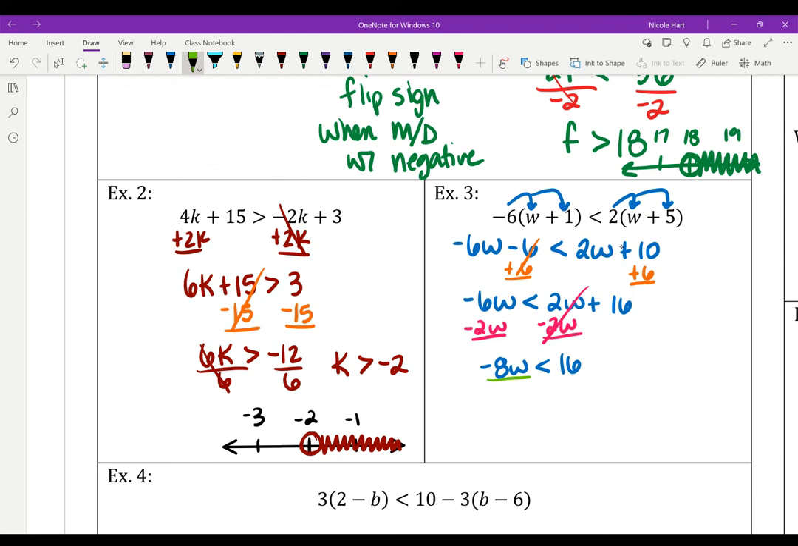Since I have that negative symbol, I'm definitely going to have to divide by a negative number. So I'm going to divide by negative 8. When we divide, we are going to switch the symbol. So we have switched our symbol, and 16 divided by negative 8 is negative 2.